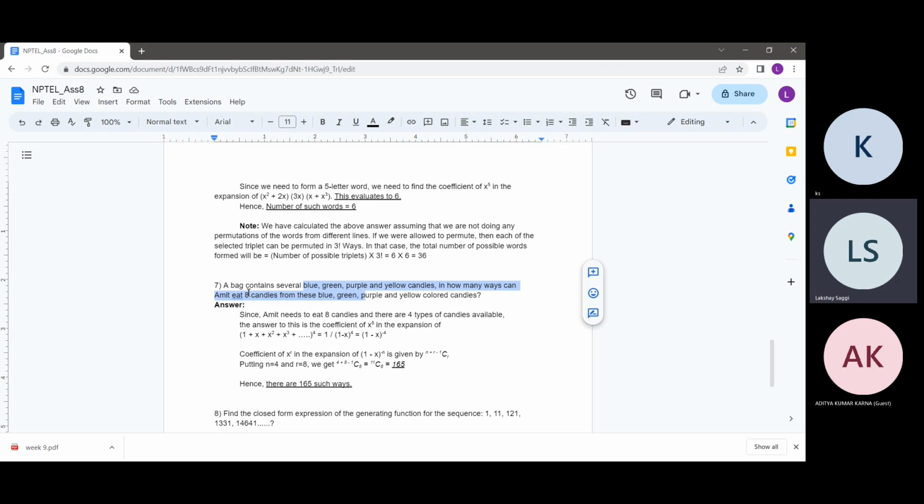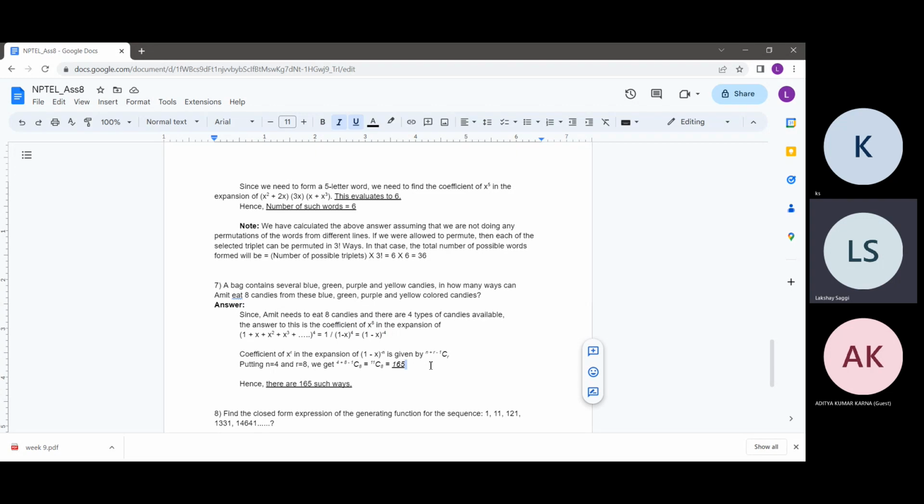We need to eat, let's say, 8 candies, and I can assign what types of candies I need to eat. Suppose there are 8 balls and I need to put 3 sticks between these balls so that I can divide the region into 4 regions: blue, green, purple, and yellow. There's a method based on that. Maybe you can Google it if you don't know about it. From that also, you can straightforwardly see the answer would be 11C8 using the balls and sticks method, or otherwise using the coefficient of x to the power 8 in the expansion of this.